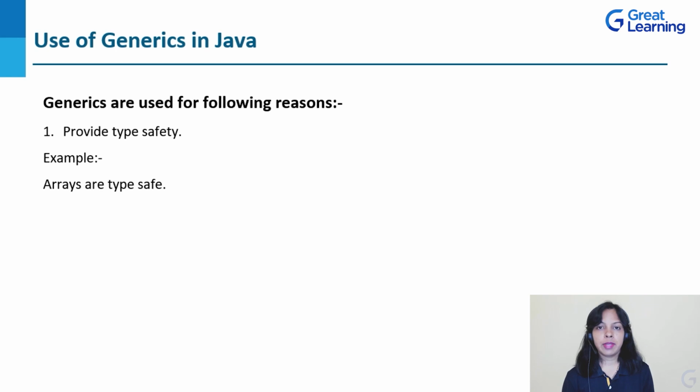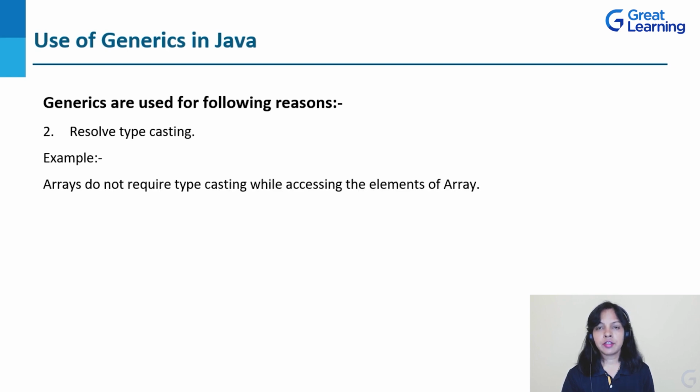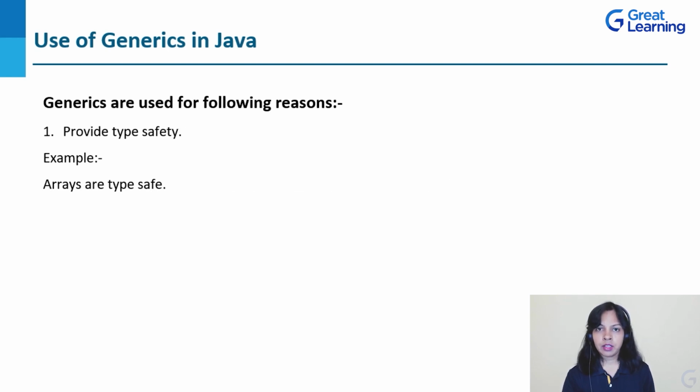There are two reasons behind it. The first one is that it provides type safety. And the second reason is it resolves typecasting. Let us first try to understand what type safety is: when we say that a given class or a structure is type safe, and how generics helps us in providing type safety to collections.